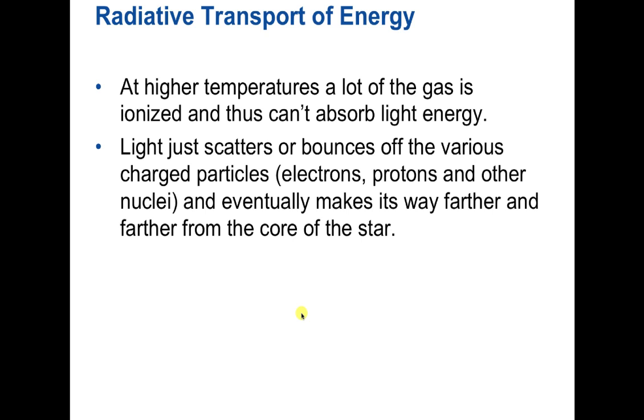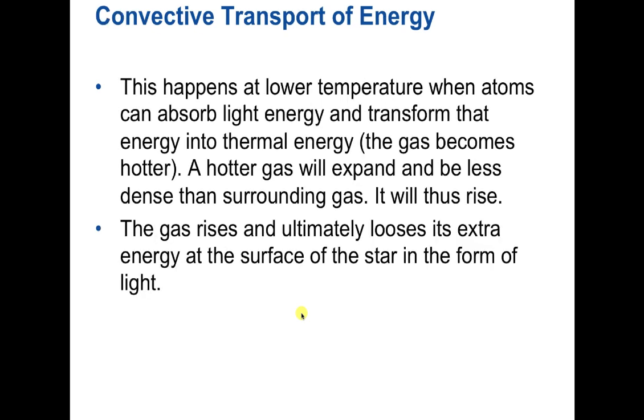Light is still light. The energy is still in the form of light, but it's just traveling through the gas, bouncing off of things, and eventually making its way outward. And again, convective transport is when light can actually get absorbed, and that's when the gas is at a lower temperature, so that it's still not ionized, and the light energy can get absorbed, turns into thermal energy, the gas gets hotter, and the gas expands and rises up and releases the energy when it's higher or further away from the center.